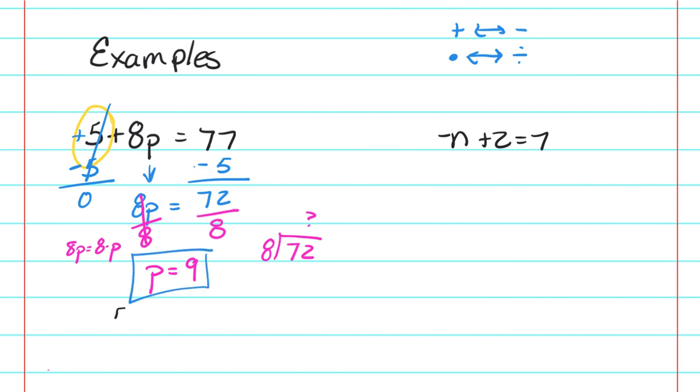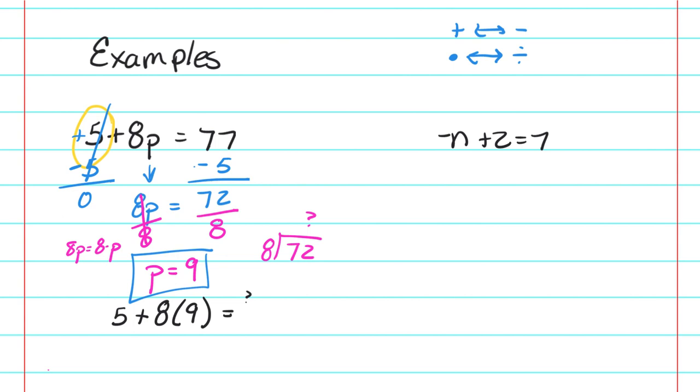Now, if I want to check my answer, I bring that back up top, so I can write 5 plus 8 parentheses 9 equals, and as long as that equals 77, we are correct. So something to remember, when you put a number replacing a variable in an equation or an expression, put parentheses around what you just put in. So I said p is 9, so I'm going to put parentheses around and put 9 in exactly where the p was. So now 8 times 9, because we need to do order of operations.